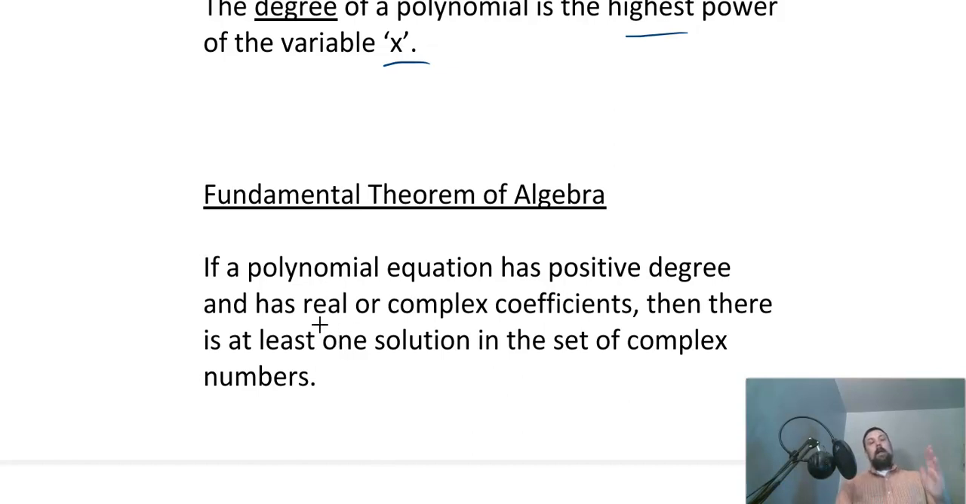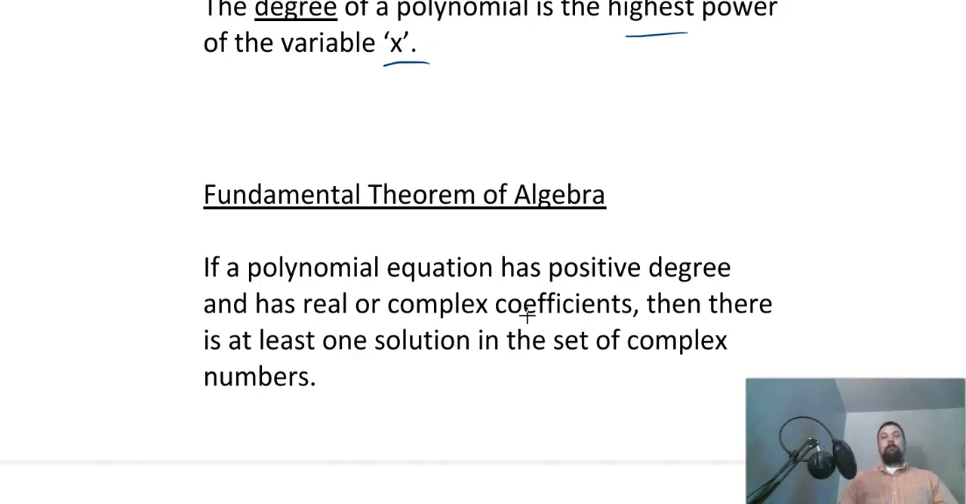If a polynomial equation has positive degree, now remember the degree, that was weird, I threw in some extra syllables there, and now I can't talk. The degree is the highest power of x.